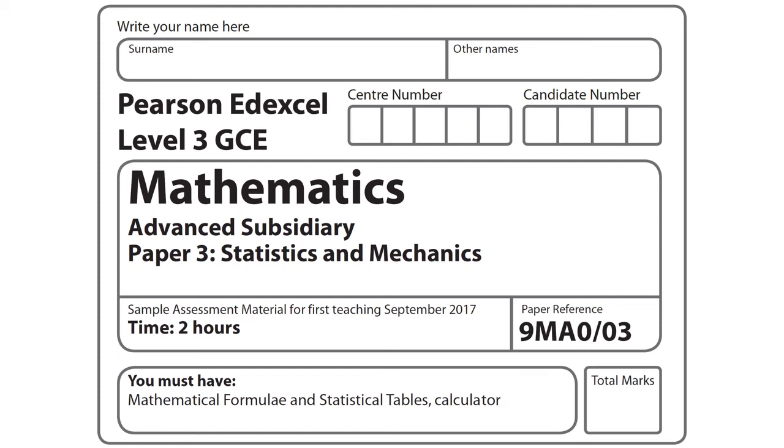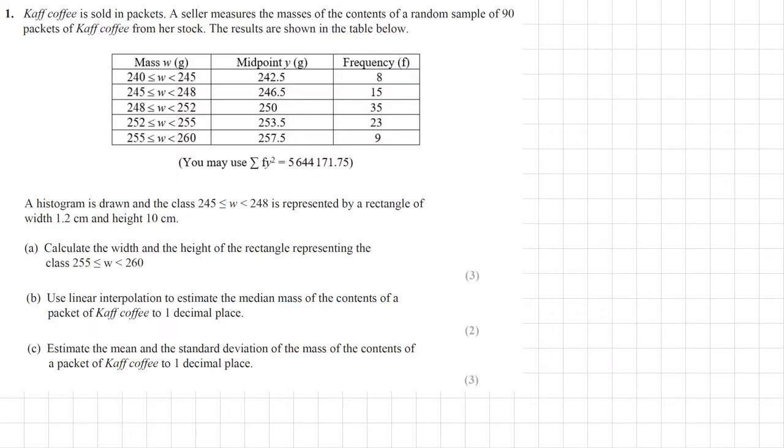This is a walkthrough of the A-level paper 3, which is on statistics and mechanics. Question 1. Caf coffee is sold in packets. A seller measures the masses of the contents of a random sample of 90 packets of Caf coffee from her stock. The results are shown in the table below.